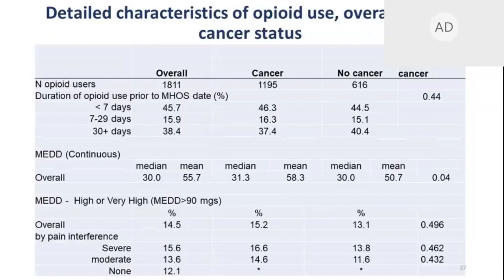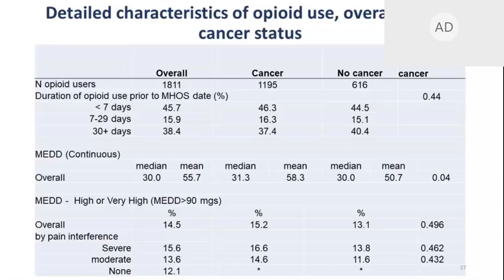When we look in detail at the opioids, first looking at the duration of opioid use prior to the Emhoff date, we see a real mix with a fairly substantial group having fairly short-term exposure to opioids, and then almost 40% overall having had opioids for at least 30 days. No difference between the cancer and non-cancer groups.